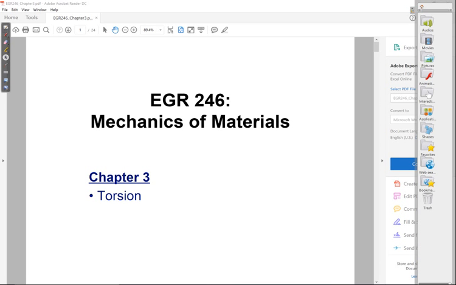Okay, so we're going to talk now about torsion. Okay? And torsion is just another pure way of loading a structure or loading a simple part. Okay, so this is the second way that we're going to look at of loading a part. The first way was simply to put a part in tension or compression, right?